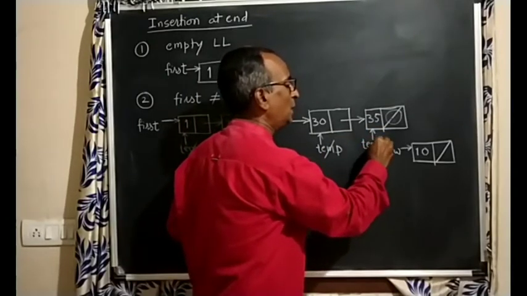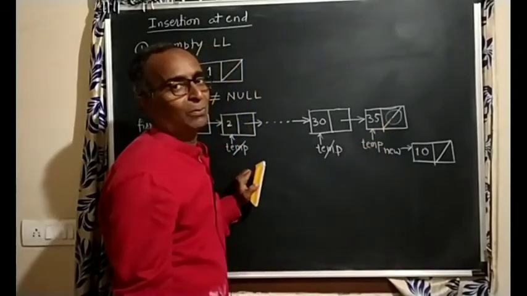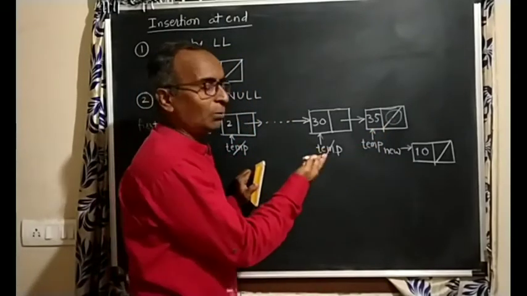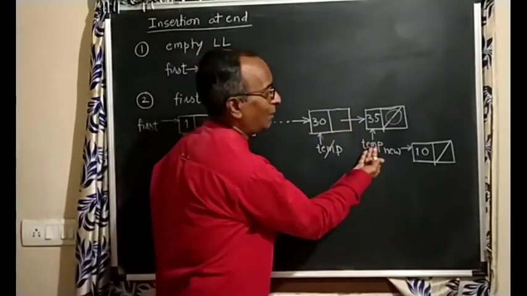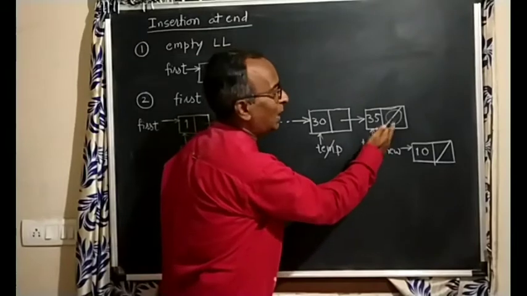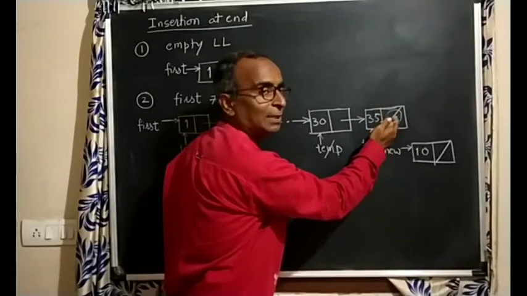Now temp points to this node. Whether temp's link field is null? Yes now. So we found out the last node's address. Now when I have last node's address, can I access this field? Yes. How to access this field?